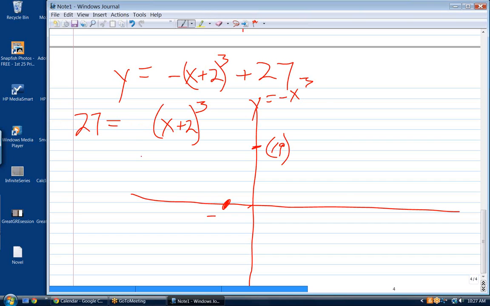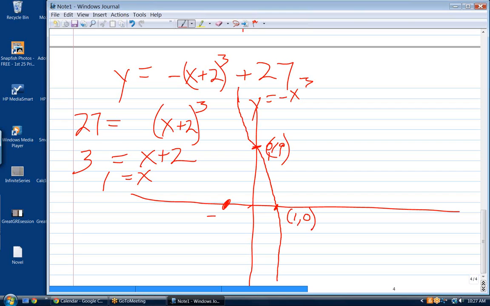Now what? Cube root. Okay, cube root of 27 is 3. Cube root of this is x plus 2. Therefore, x is equal to 1. So there is the x-intercept. So that is 1 comma 0. This is 0 comma 19. And we know the curve looks like this. So that's a pretty good approximation of it.